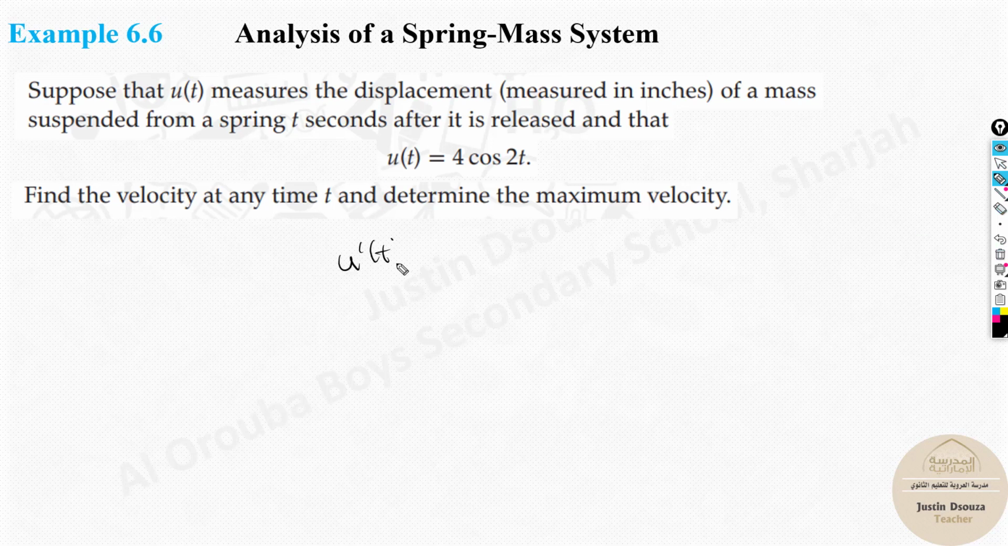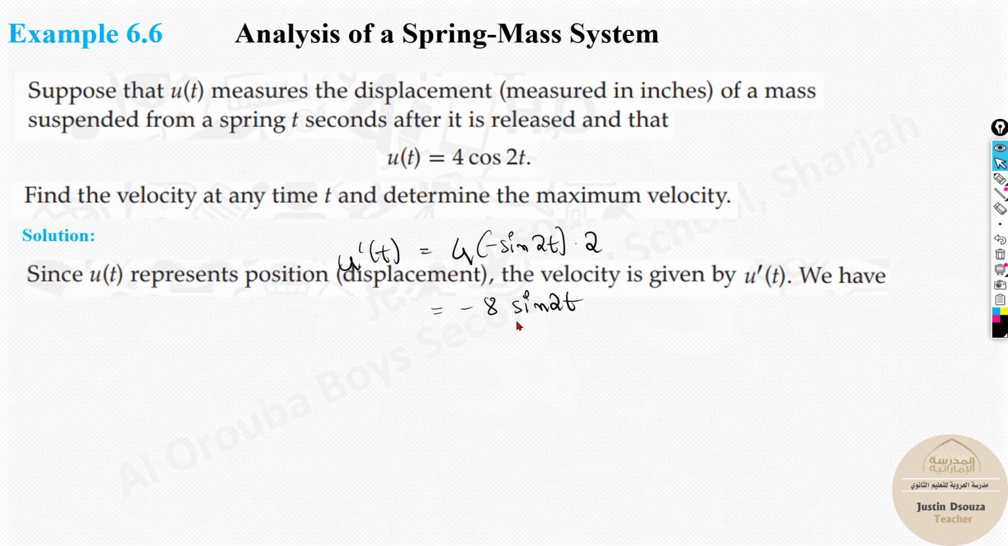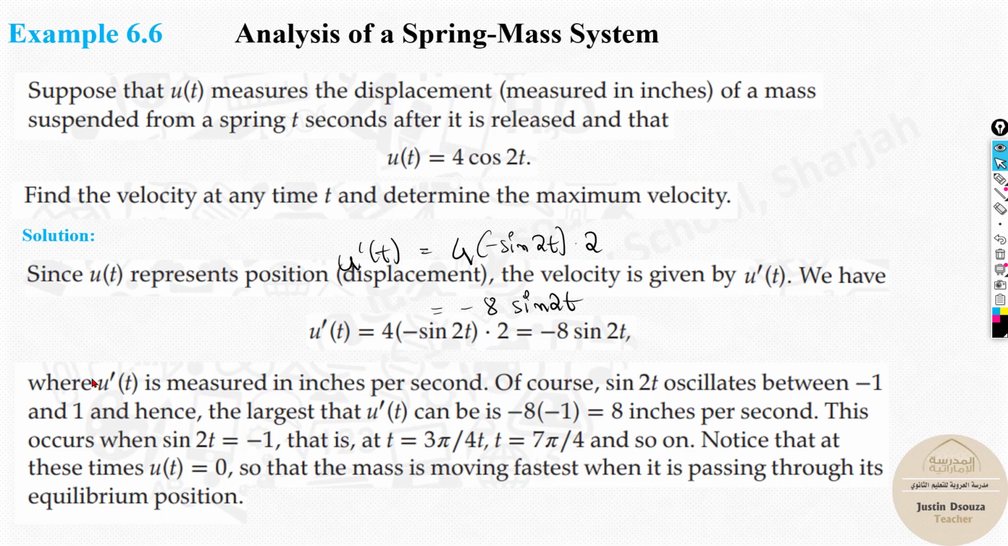U dash of t equals, 4 is a constant, cos 2t will be minus sine 2t times 2. So you can just multiply this, it will be minus 8 sine 2t. So this is the derivative. This is basically the velocity. Okay, this is u dash of t or velocity. Let's just double check the answer. That's it, that's the velocity. Now what they want is the maximum velocity. So you need to find the maximum oscillation, right?